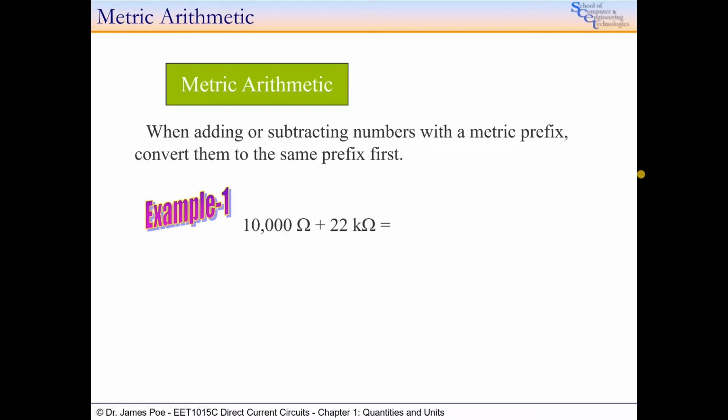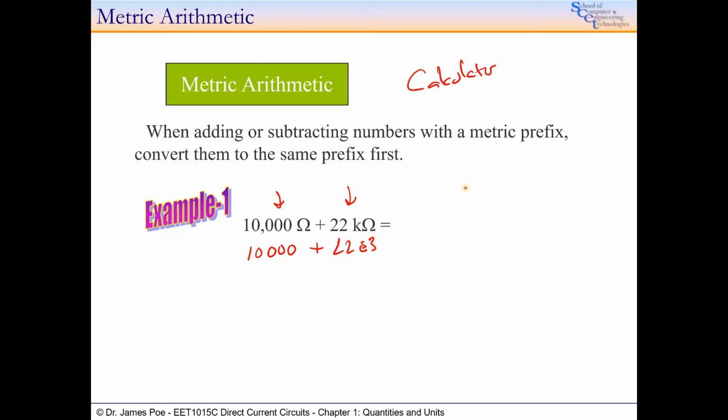Your book makes a whole big deal about this, so I have a slide in here. It basically says either convert them both to ohms or convert them both to kilo before you do the addition. First up, the right answer is calculator. What you want to do is type 10,000 plus 22E3 and be done with it, right? If you're not doing that, I would always just convert them to base units. That way you never have to remember, if it's a multi-step problem, which way you went.